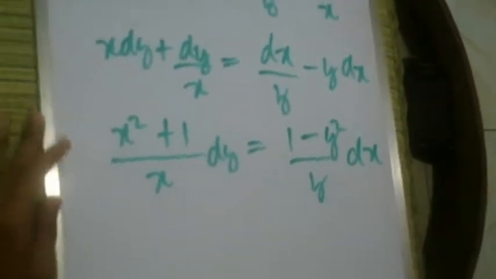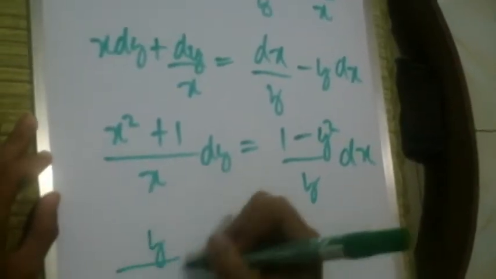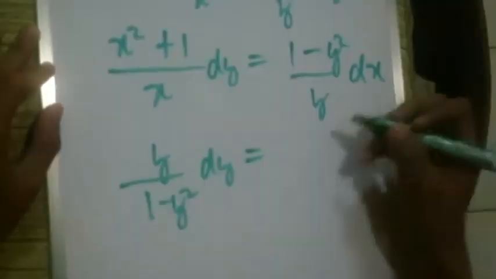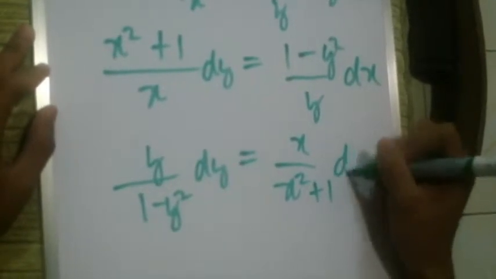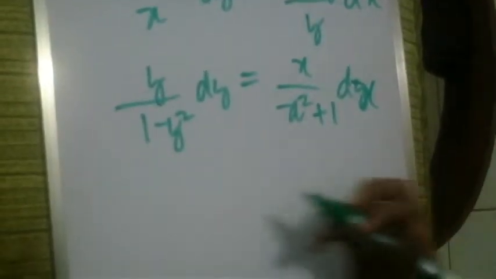We cross multiply these two. The result would be y over (1 minus y squared) dy equals x over (x squared plus 1) dx. We then integrate these two.